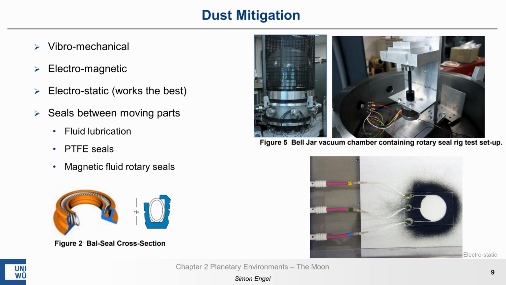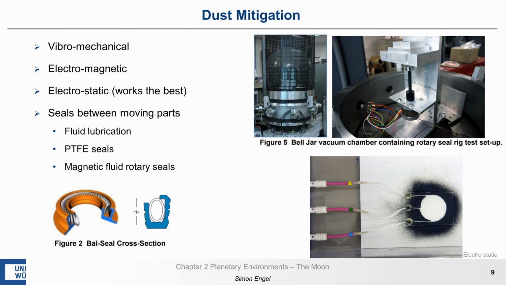So when designing a lunar rover, we have to come up with some strategy to get rid of the dust or to protect mechanical parts from coming in contact with it. There are multiple different approaches to accomplish this. One of them is vibromechanical, essentially shaking or vibrating parts to shake the dust buildup off. Another method is electromagnetic dust removal, which only works if the dust has magnetic properties. The best working method for lunar dust, however, is electrostatic dust removal.